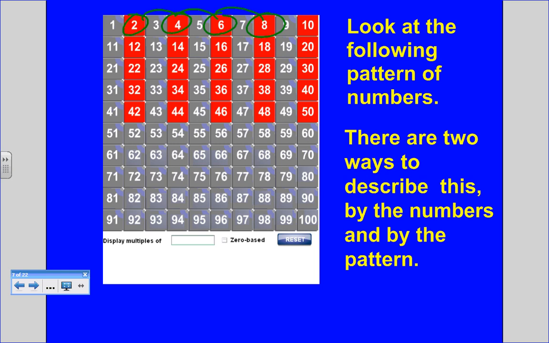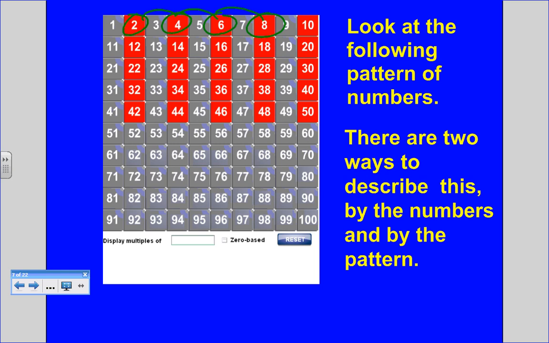Does anybody know what these are called when you skip count? Are they columns? Well, that's another way of doing it, but that's not quite what I'm asking. Pattern. It's a pattern. The word I'm looking for starts with an M. Math. No. Alright, I'll tell you. It's called multiples. Whenever you count by 2, you're getting the multiples of 2. When you count by 3, skip count by 3, you're getting the multiples of 3.